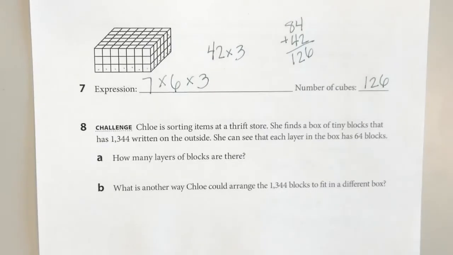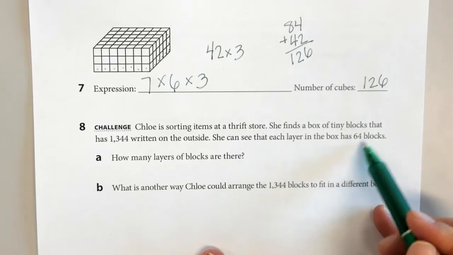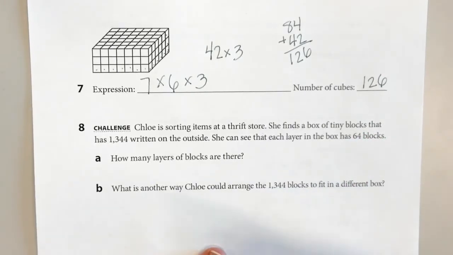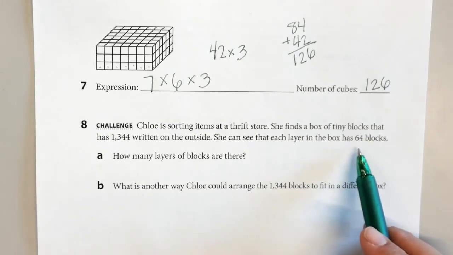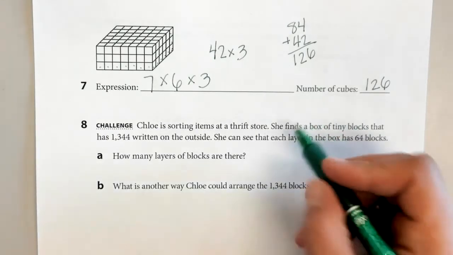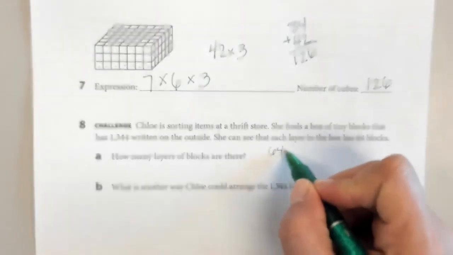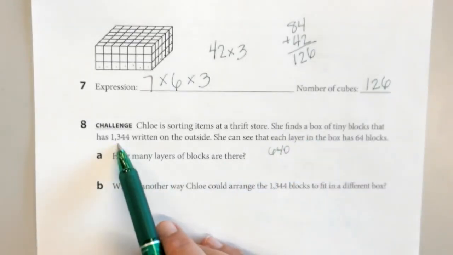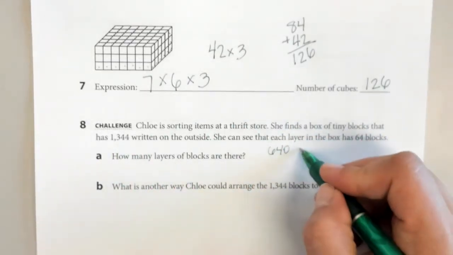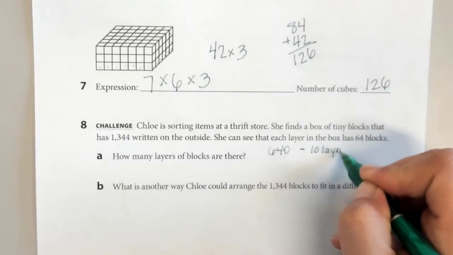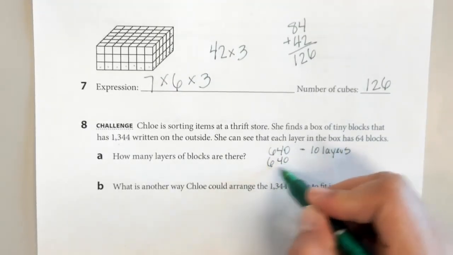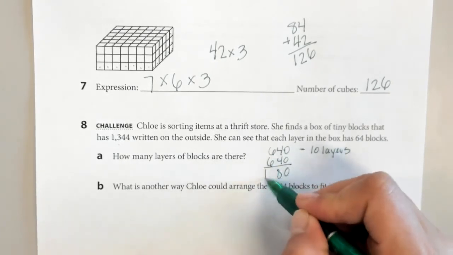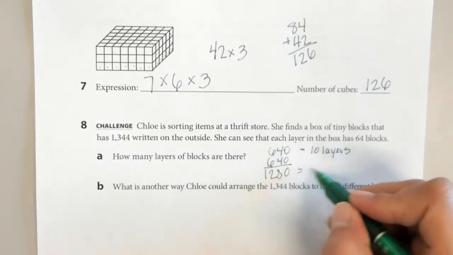So this challenge is actually a challenge, but let's think about it. If there were 20 layers, well, let's start with 10. If there were 10 layers, there would be 64 times 10, so 640. That's not even close, right? So that equals 10 layers. So let's say there's 20 layers, so we add that up. So that equals 20 layers.